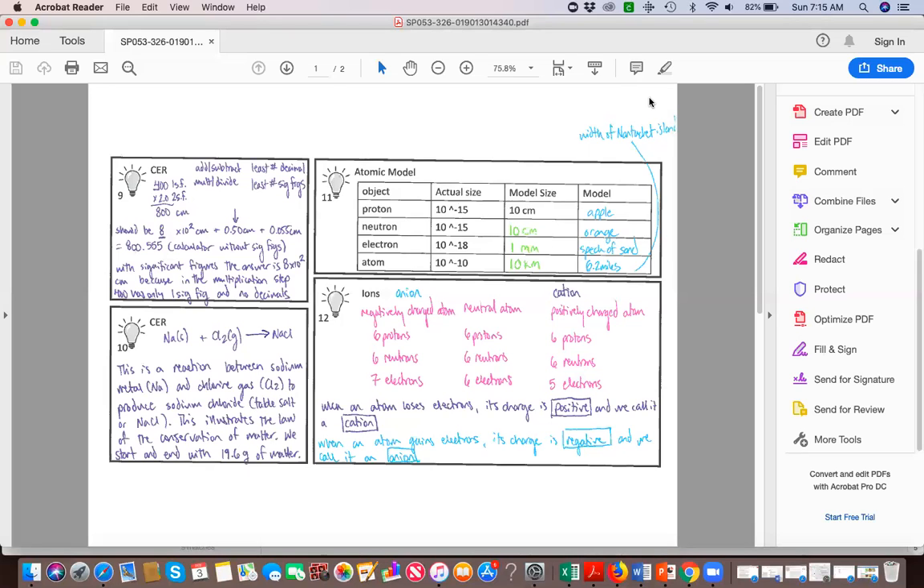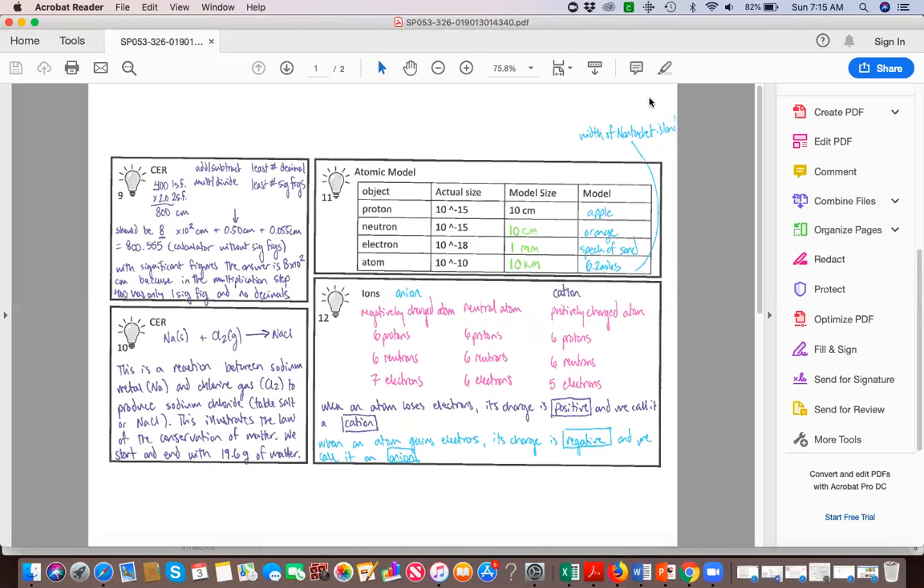The other thing that we need to be thinking about specifically when it comes to our atomic models is anions and cations. These are ions. So they're when charge comes into play. So when does charge come into play? Well, if I have a neutral atom, that's what I see in the center. It has 6 protons, 6 neutrons, and 6 electrons. And with your keen observation skills, you're going to notice that the number of protons and the number of neutrons isn't changing. What's changing is the number of electrons.